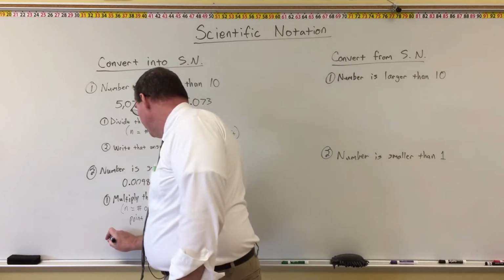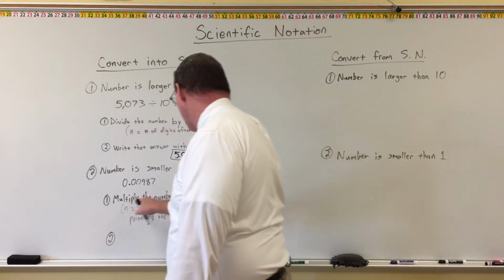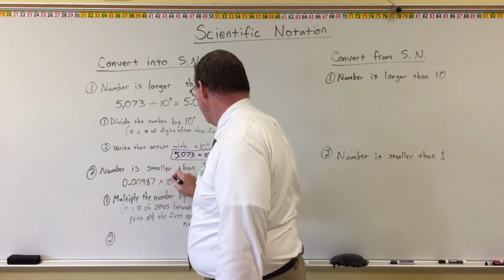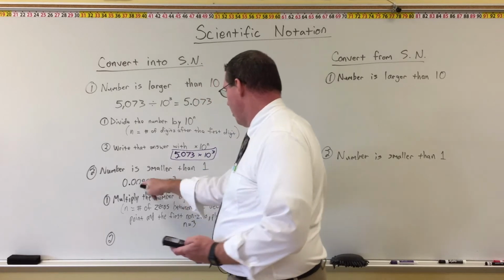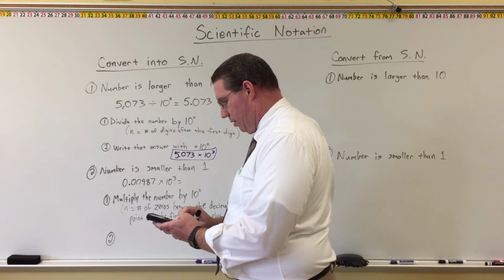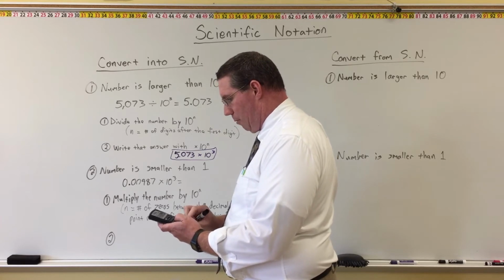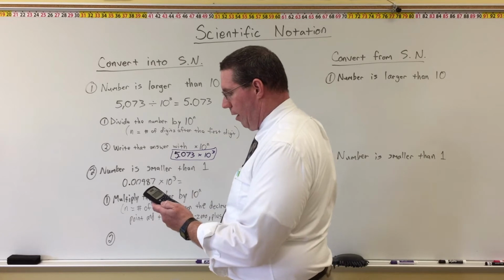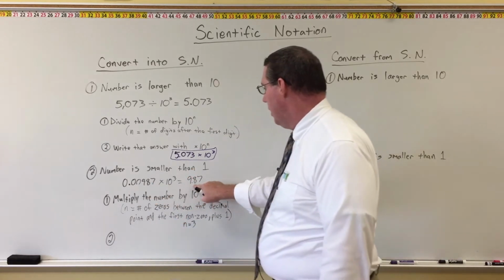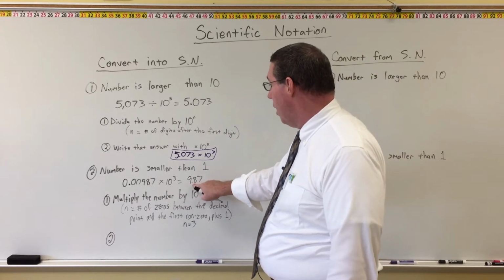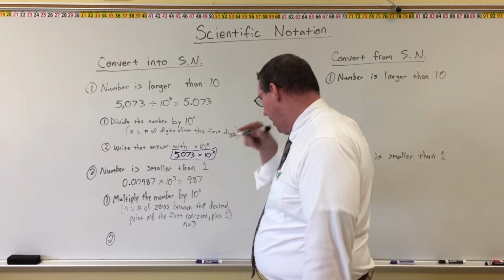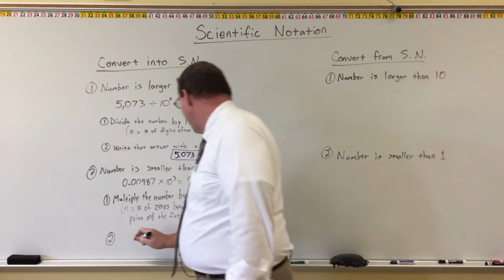And so step 1 is, okay, we're going to multiply our number times 10 to the third power. So 0.00987 times 10 to the power of 3. If I do that in the calculator, I get 9.87. Okay, so I've just turned my number into a number that has 1 digit in front of the decimal point, right? Okay?